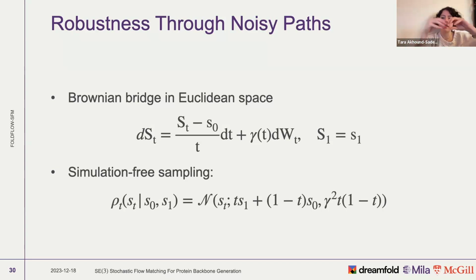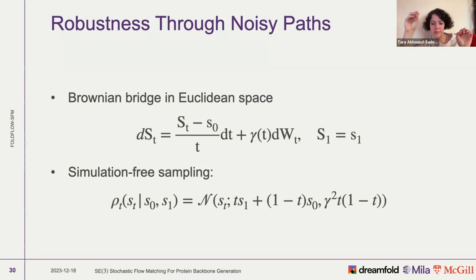The Brownian bridge is a stochastic process that you have pinned at the endpoints. In Euclidean space, we can build these flows by using a reverse time Brownian bridge as the conditional flow between the points. We have this vector field, the velocity vector, and a scaled Wiener process, scaled by some time-dependent scaling. What's nice is that you can sample from this flow in a simulation-free manner by just sampling from a normal distribution centered at your interpolation between the points S0 and S1.